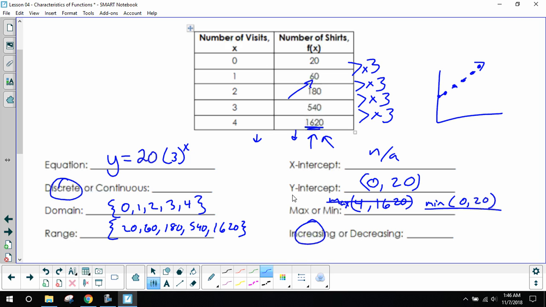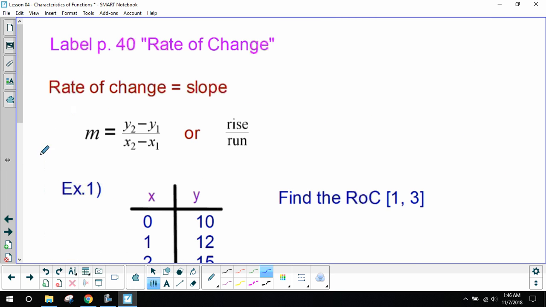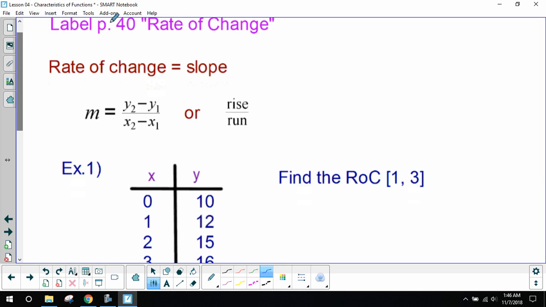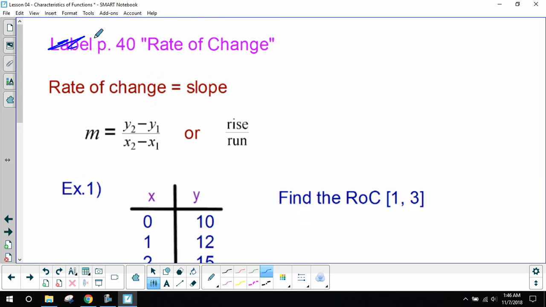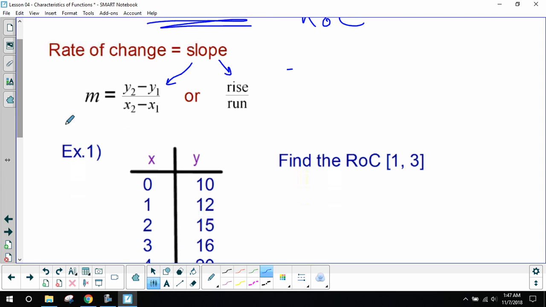Rate of change. You also hear it being called the rock. So do you smell what the rock is cooking? Rate of change is always going to be the slope. As you remember, slope is rise over run. The formula for slope is y2 minus y1 over x2 minus x1. So again, pause the video as needed. But here's your example. It says find the rock at 1, 3.